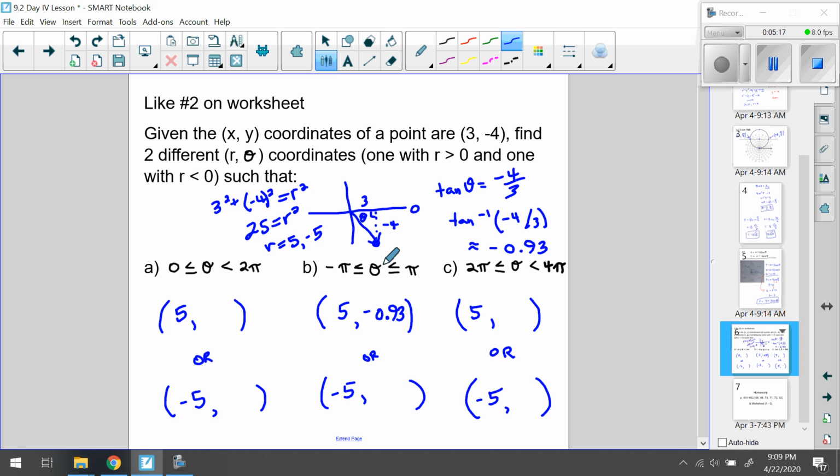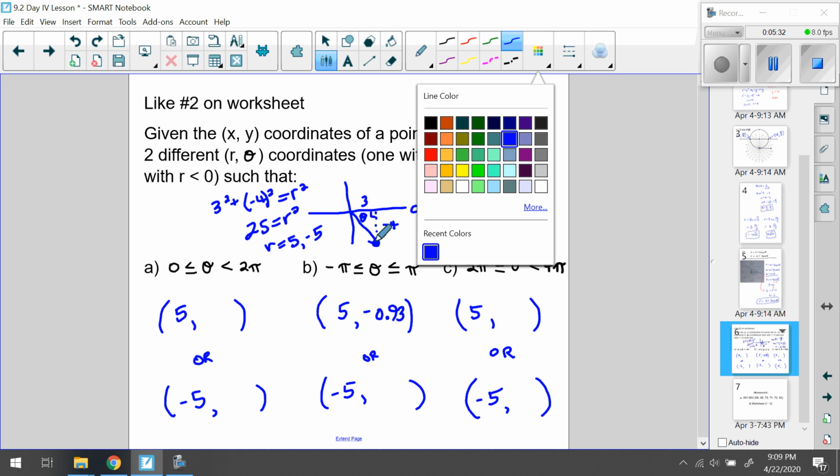Now, since we're on part B, let's go ahead and answer this part here. So now we want to know what angle would allow r to be -5. And so when r is negative, remember we just travel backwards along that radian. And so we ultimately still want to land here though.